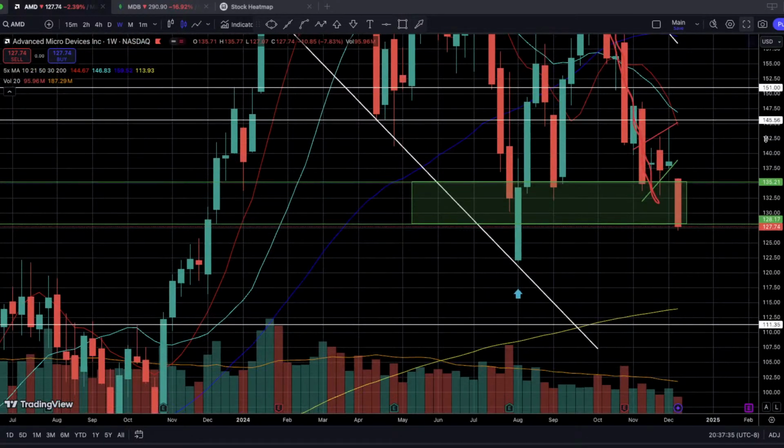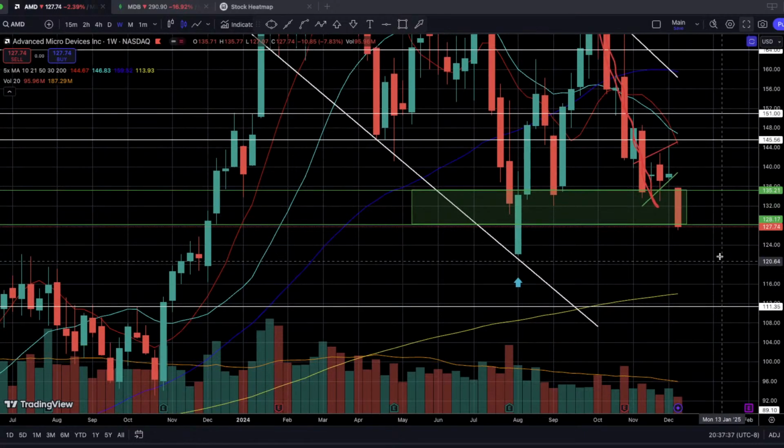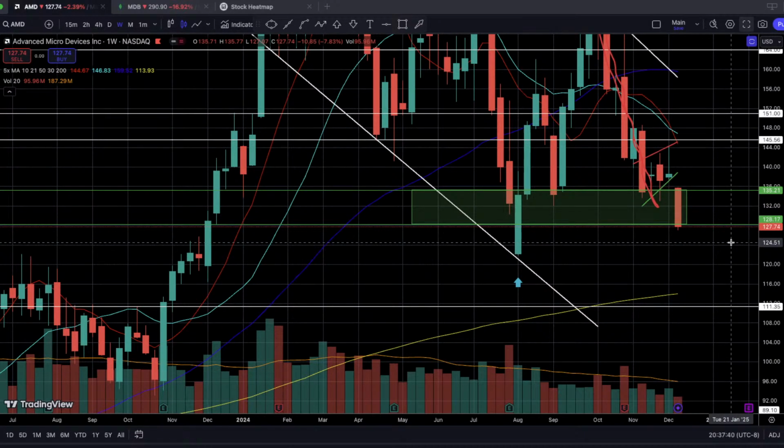I suggested that we should be seeing some sort of a pivot point around this 120 to 122 area.